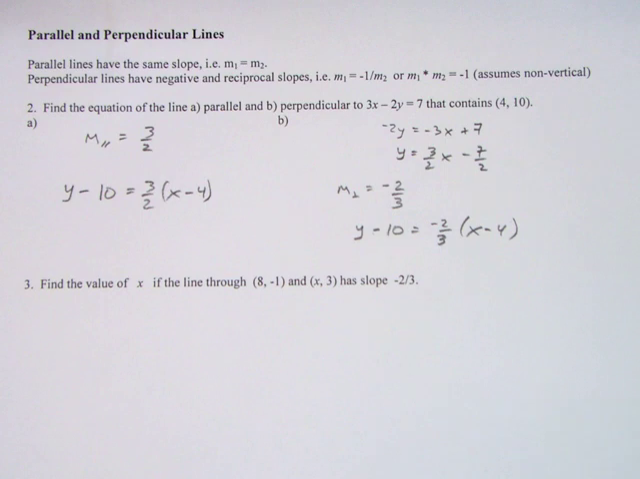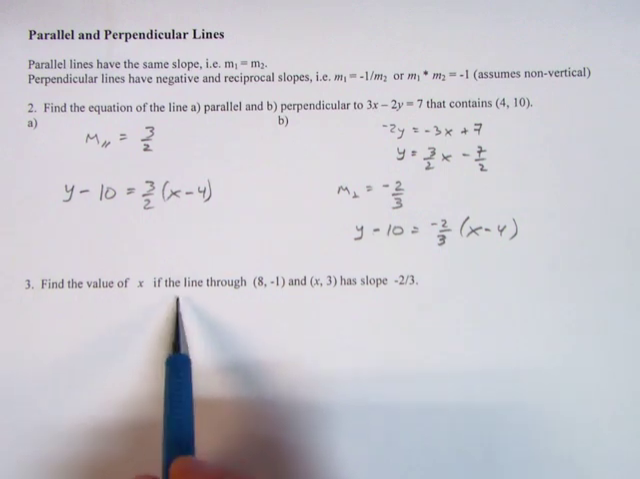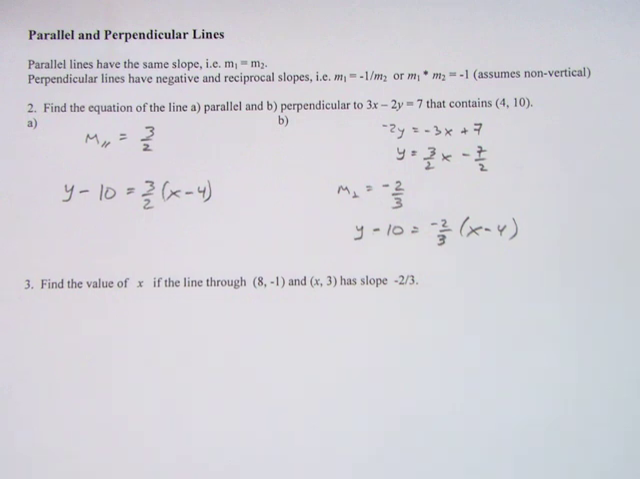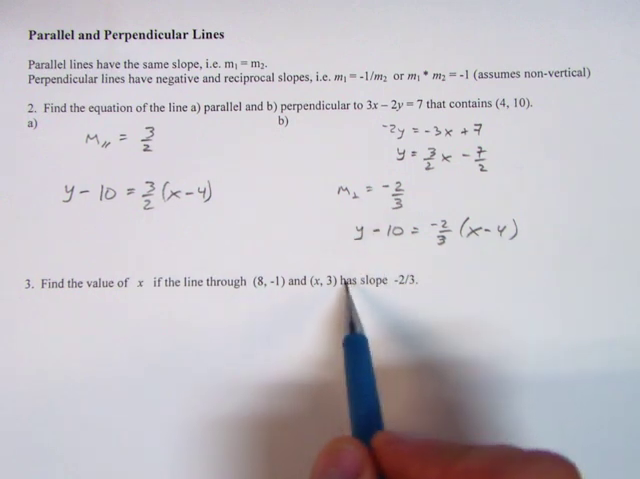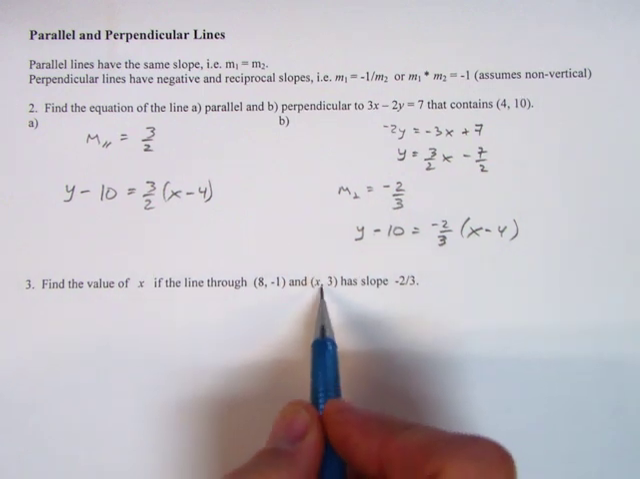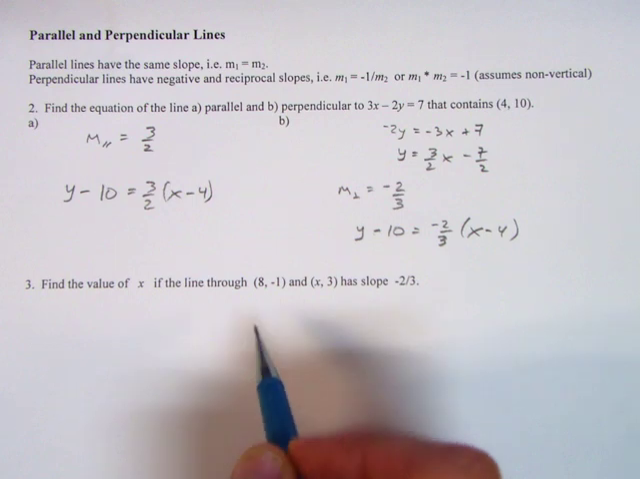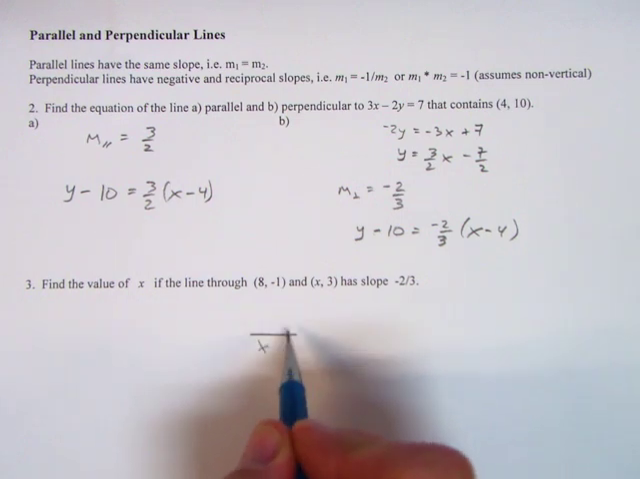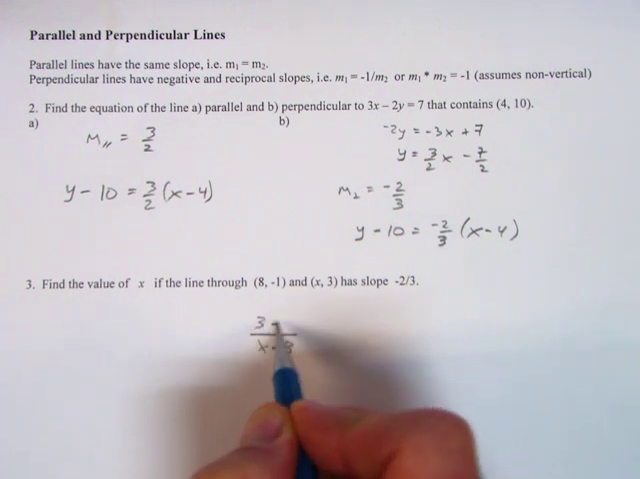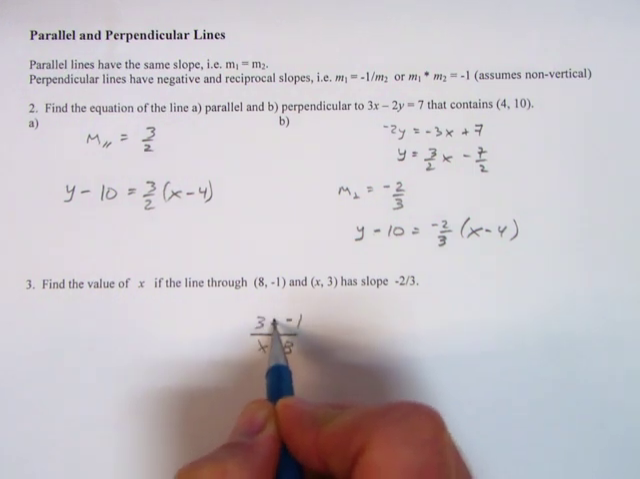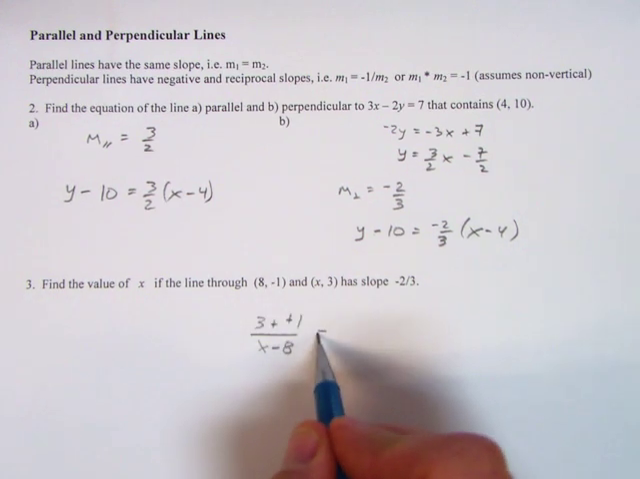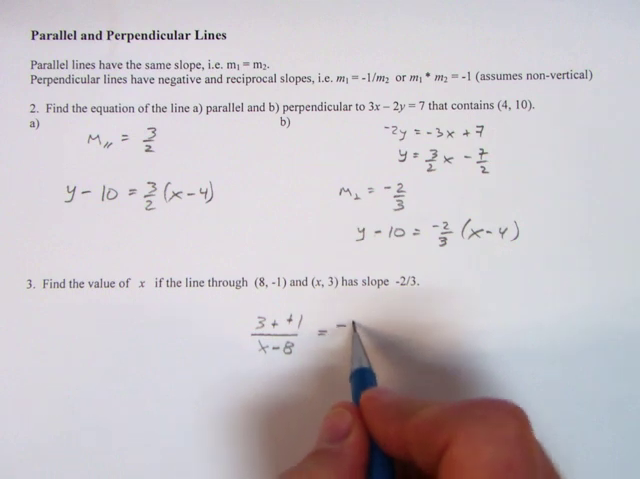Find the value of x if the line through these 2 points has a slope of negative 2/3. Now, how do we go about doing this? Let's calculate the slope of that. I want to make the x value first on the bottom. So if that's going to be first, then it'll be x minus 8, and then it'll be 3 minus negative 1, or in other words, 3 plus 1. So that's the slope of that segment containing those 2 points, and that's going to be equal to negative 2/3.